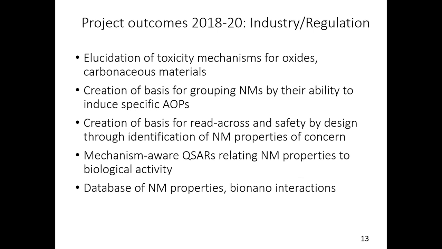Then for particular materials, I never mentioned materials to work with. It's a range of metal oxides and silicas that are important for industry, and a wide range of carbonaceous materials, like carbon nanotubes, graphene, carbon black. We're going to identify the properties of concern that are related to hazards. Then basis for grouping of nanomaterials by their ability to trigger specific adverse outcome pathways. Basis for read-across and safety by design. And then QSARs that are based on knowing the mechanisms. And finally, again, the database of nanomaterial properties of bio-nano interactions.